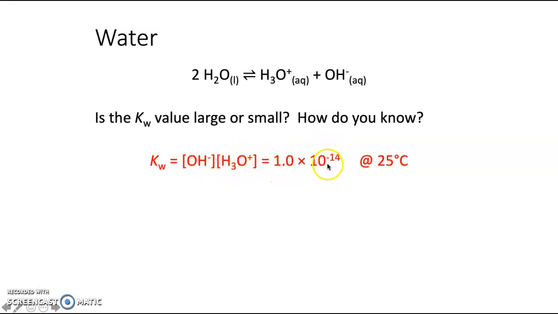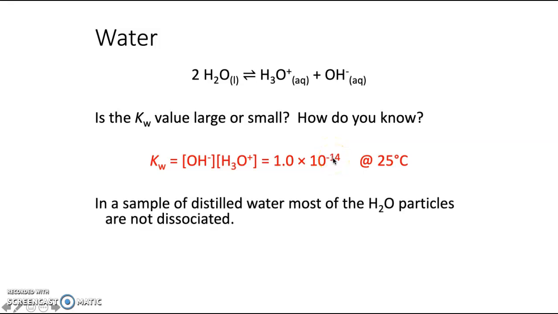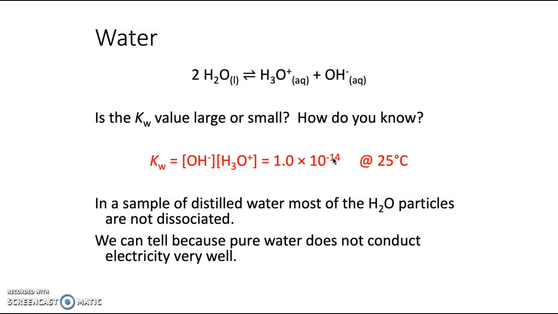Okay, and what's true, Kw is a constant, and at 25 degrees Celsius, it's 1 times 10 to the negative 14, so it's a very, very small number. What we can infer from this is that if you have a sample of pure water, distilled water, most of the water particles are not dissociated. Most of them are not ionized. You have a very small concentration of ions, and that is one of the reasons why pure water does not conduct electricity very well.